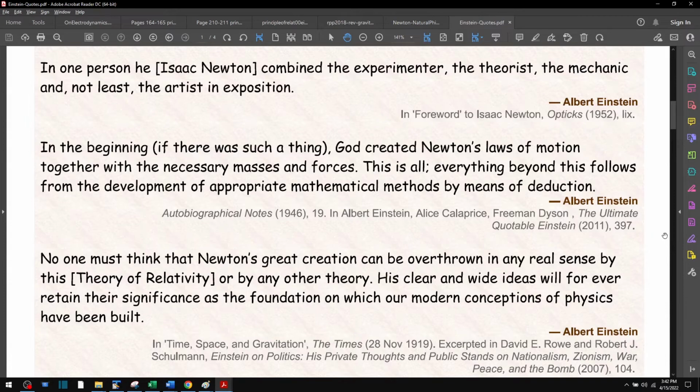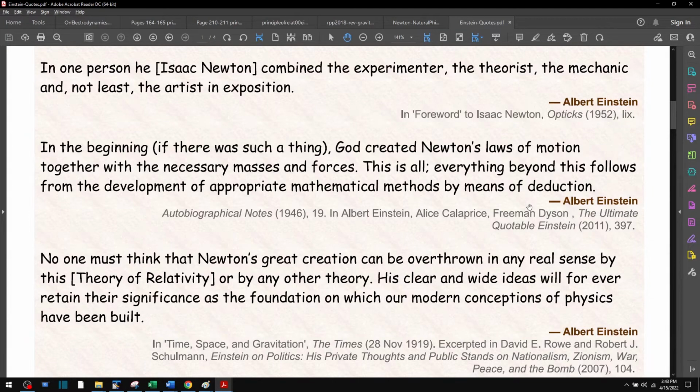And then he says, and that was in 1946, this is in 1919, no one must think that Newton's great creation can be overthrown in any real sense by this, the theory of relativity, or by any other theory. His clear and wide ideas forever retain their significance as the foundation on which our modern conception of physics has been built. Everything rests upon Newton's great creation, Newton's laws of motion, Newtonian gravitation. All rests upon that.